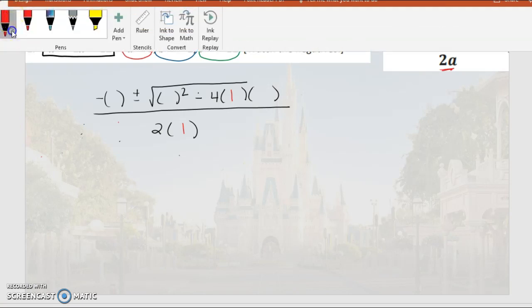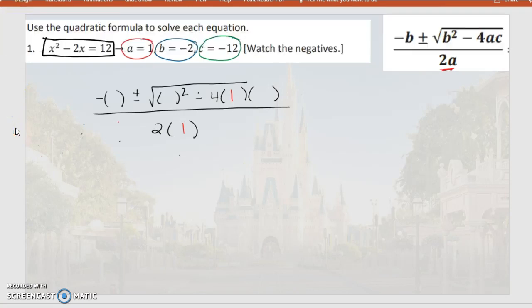All right, so B is blue. B goes here, which is negative 2. When it says watch your negatives, it's talking about right there. Just because there's a negative sign right here does not mean that this is not still negative 2. It just means they cancel each other out. So then that negative 2 also goes here.